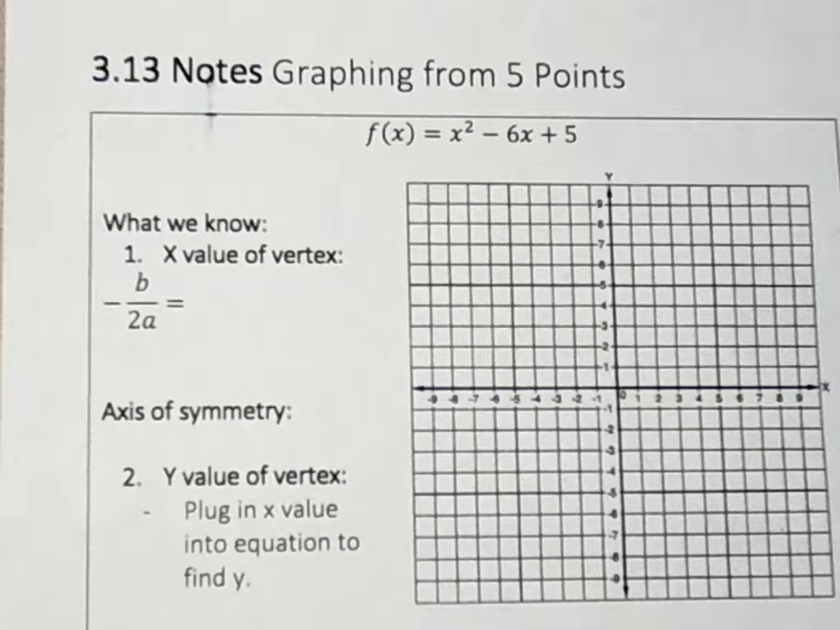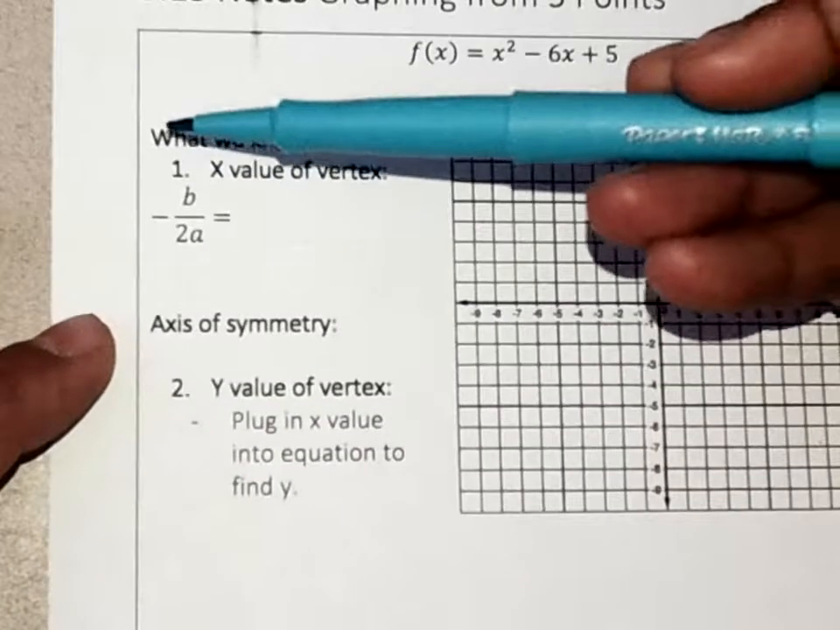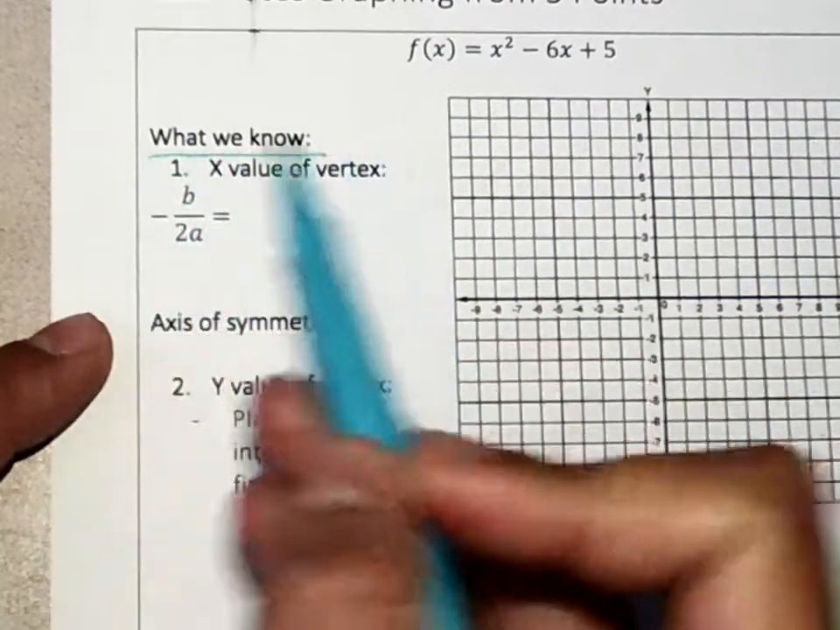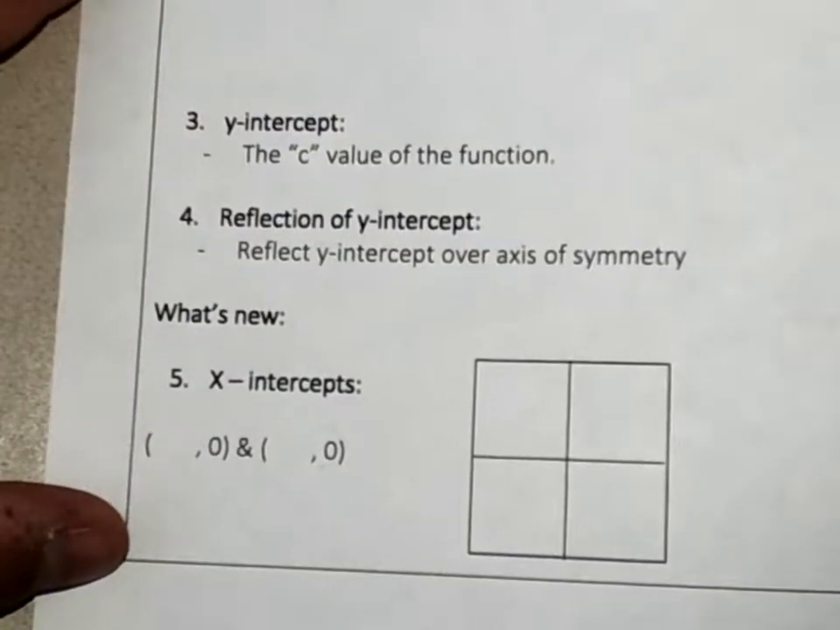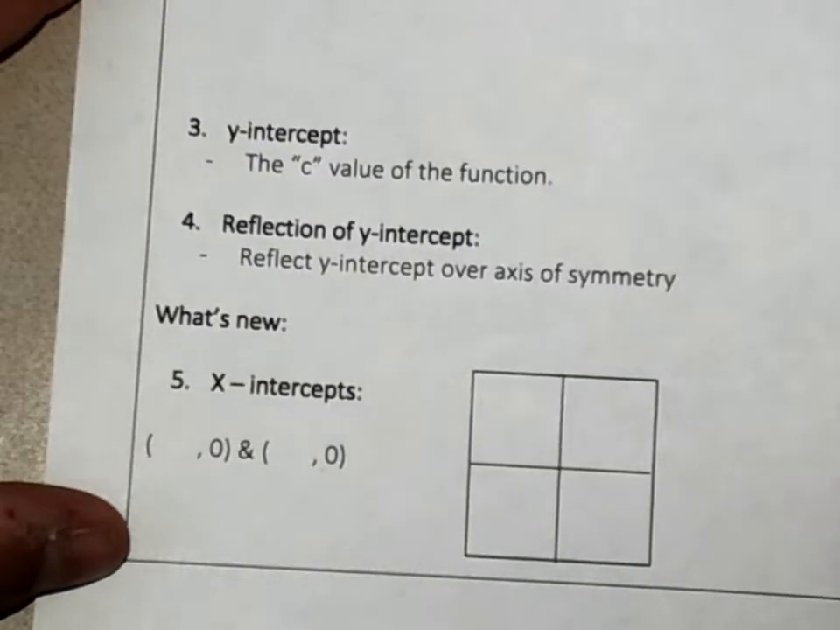In these notes, we are going to be graphing from 5 points. In 3.12, we learned how to graph from 3 points, which is what we already know, which is the first 4 steps of our notes. We're going to be adding a 5th step to the notes, which is finding the x-intercept, as we already know.